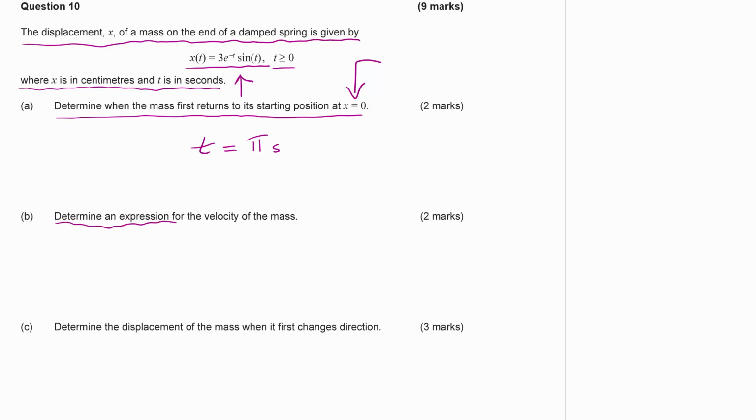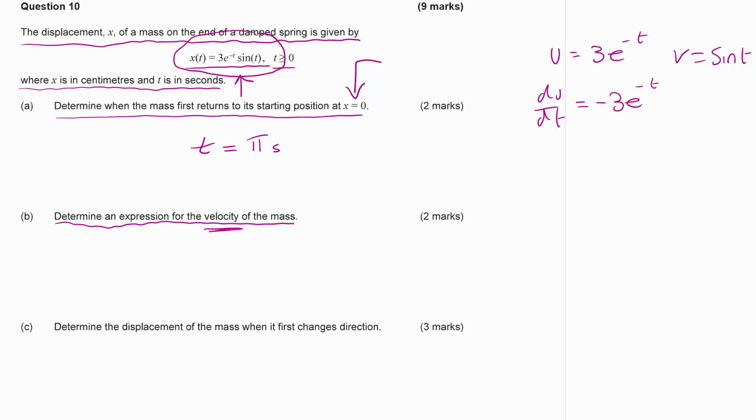Determine an expression for the velocity of the mass. Well, we could differentiate this using the calculator, but it's easy enough to do without. It's a product, so we can say u is 3e to the negative t, v equals sine t. Remember that velocity is dx dt, so we need to differentiate. So du dt, using the chain rule, is going to be negative 3e to the negative t, and dv dt will be equal to cos t.